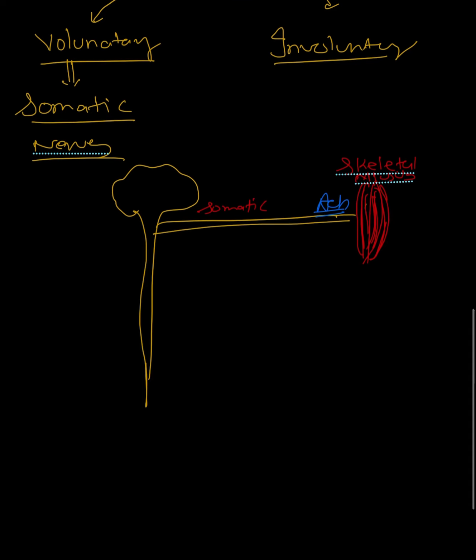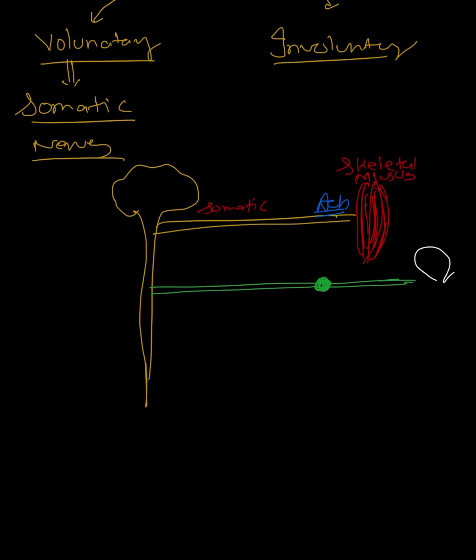Now the second type of nerve, involuntary, is of two types. The first has a ganglion towards the organ. This is the ganglion, and then it goes to the organ. These are involuntary, hence they supply the visceral muscles.